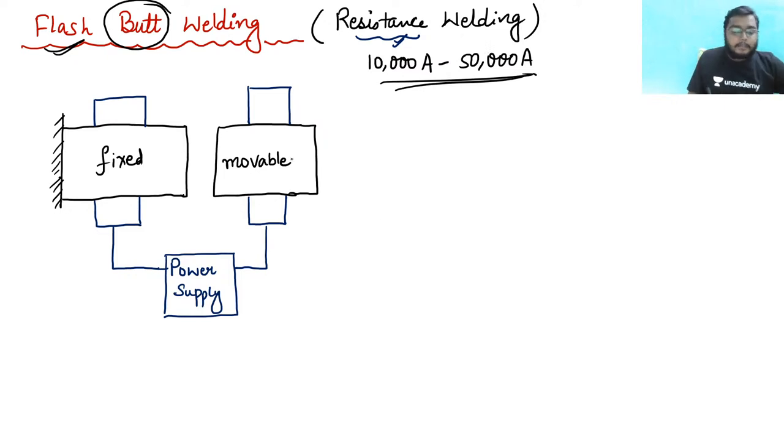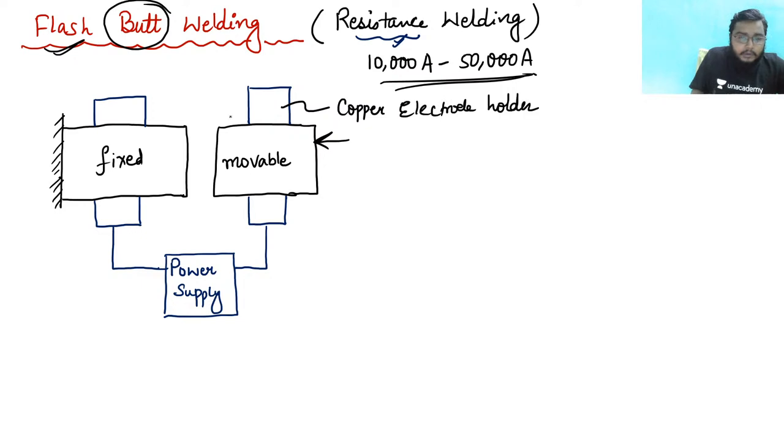Now see, in this, what is happening: there is a fixed plate that is fixed at one end, and there is a movable plate that is going to move, right? This movable plate is going to move like this, fine. Now these two are connected with the copper electrode holders. This is a copper electrode holder, and this is also a copper electrode holder. Fine. Now what is happening here?